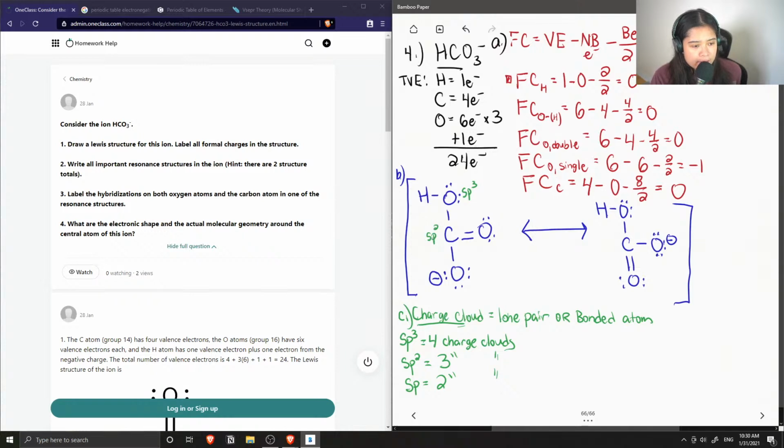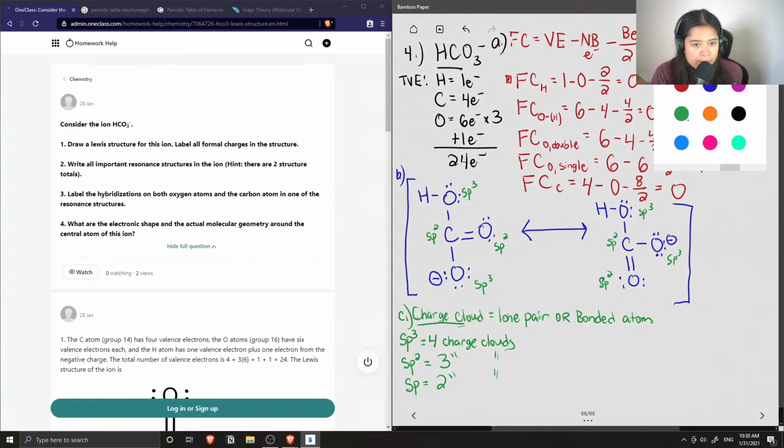Now let's look at the oxygen. It has 1 bonded atom and 2 lone pairs. So it's also sp2 because it only has 3 charge clouds. And for the single bonded oxygen down here, we have 3 lone pairs and 1 bonded atom. So it is sp3. And we can also label the ones up here as well, but it'll just be the same thing. sp.